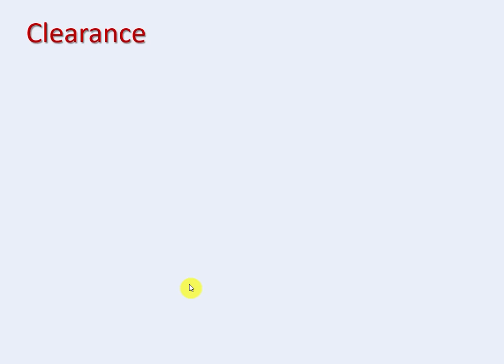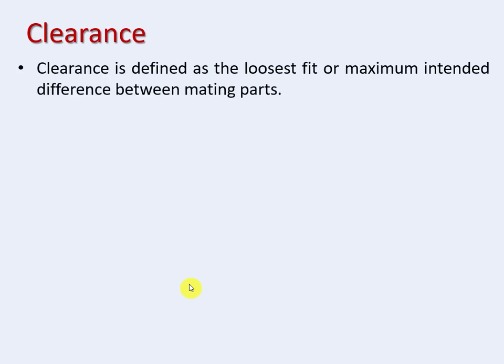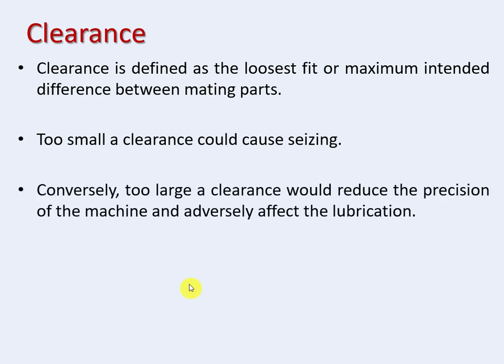Now clearance, guys. The third term, clearance. Clearance is defined as the loosest fit or maximum intended difference between the mating parts, and it depends on the least material conditions. Too small a clearance could cause seizing. Conversely, too large a clearance would reduce the precision of the machine and affect the lubrication. So again, clearance depends on the LMC condition. It means LMC for the hole minus LMC for the shaft.